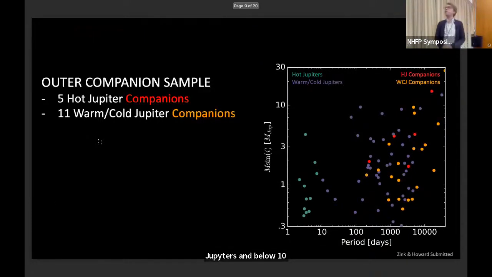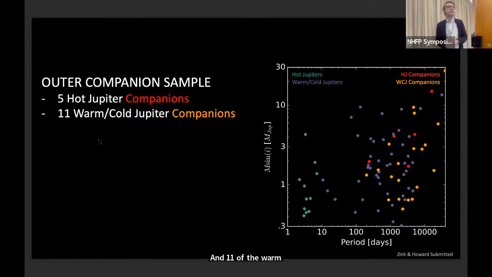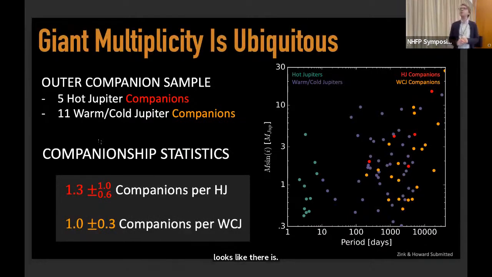Within that sample, we had a few other interesting features. So 5 of the hot Jupiter systems had an outer companion, and 11 of the warm cold Jupiters also had a companion. So right away, this makes you wonder, is there some kind of interesting companionship occurrence feature? And it looks like there is. Companionship is very, very common for hot Jupiters.